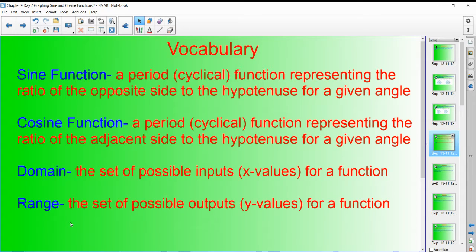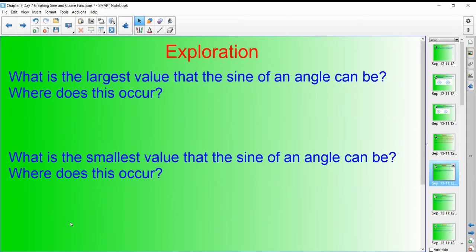Now we've talked also about domain and range, and this function is going to have a certain domain and range. Domain would be what x values work, what are the inputs that I can have, and then the range is what are the outputs, what are the y values that work. We're going to do some exploring, and then we're going to get to our graphs.